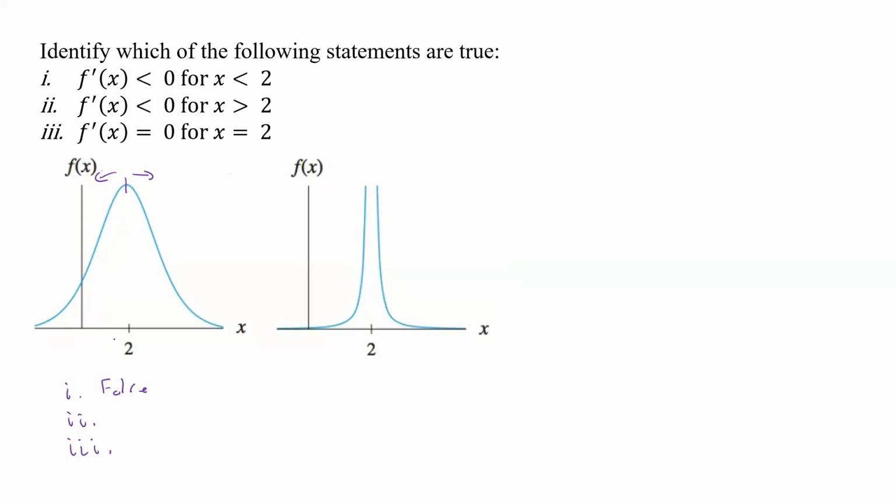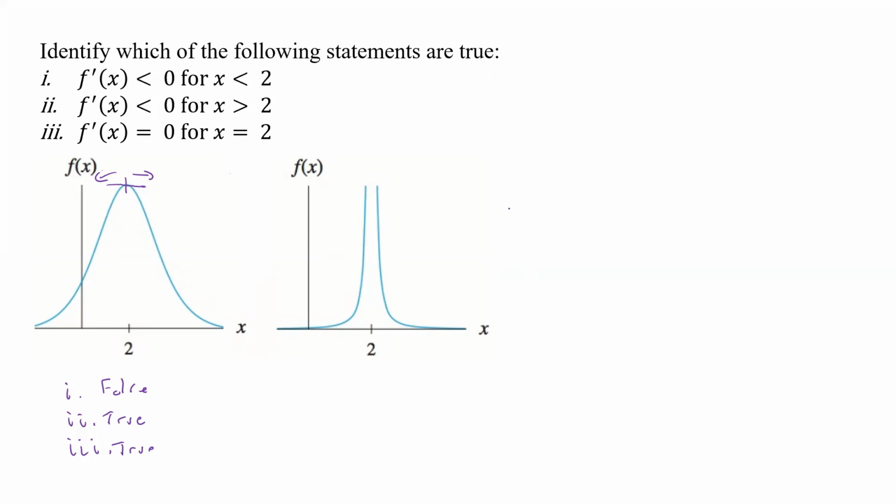Okay, all right, what about the next one? Well, the next one is less than 0 for greater than 2. Well, now we're going down. That's negative. So yeah, that looks true. And equals 0 for x equals 2. Well, yeah, I would say that's true as well, because we're going to have that horizontal line at x equals 2.